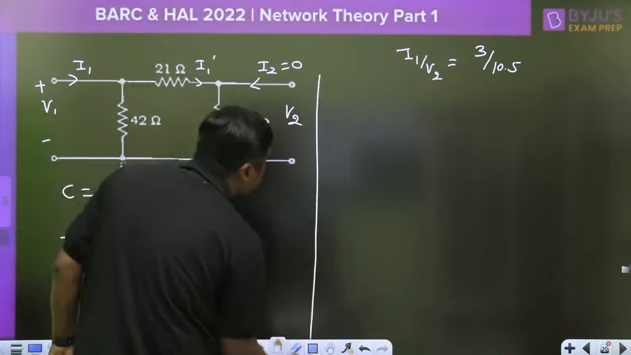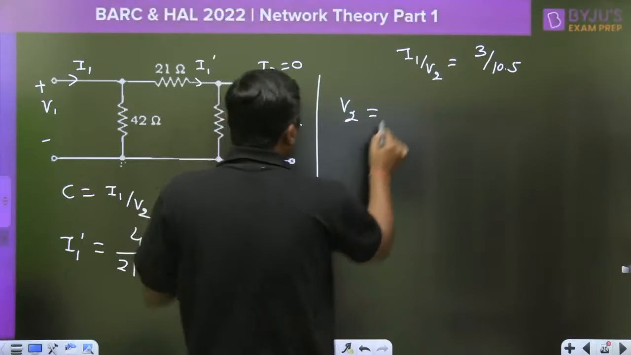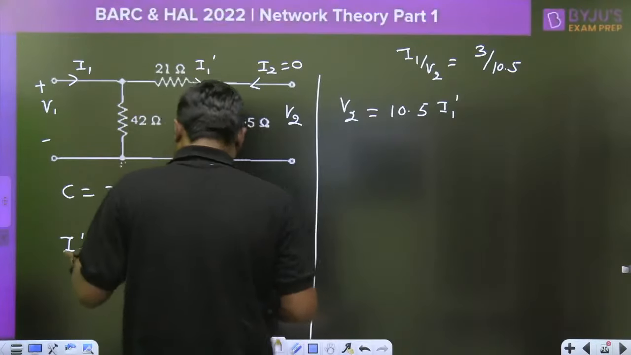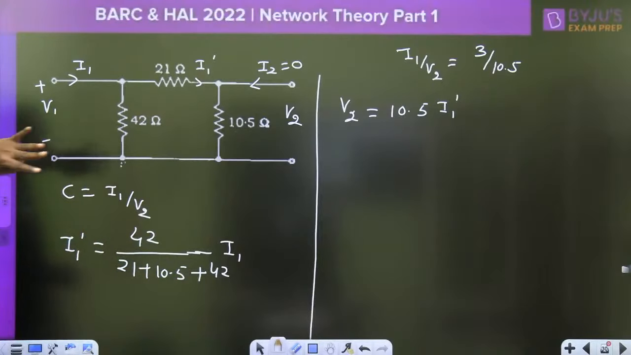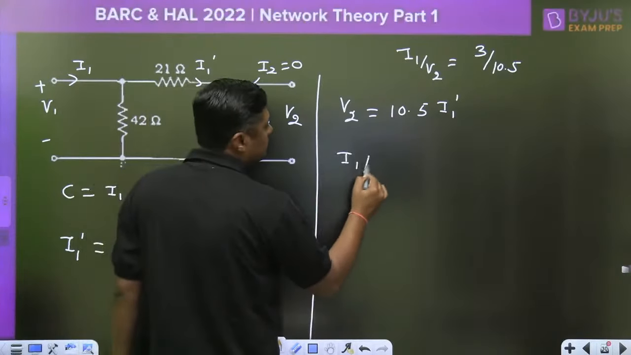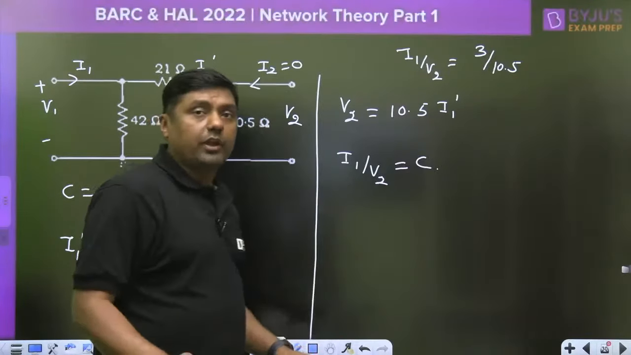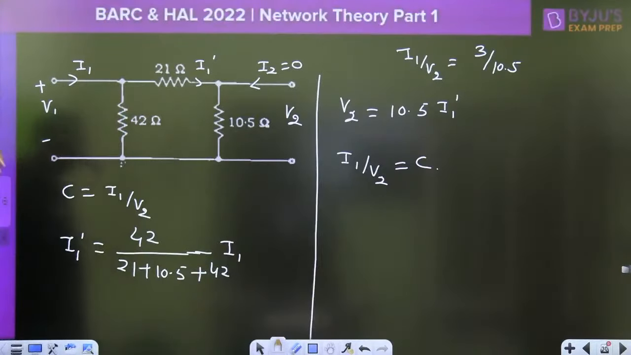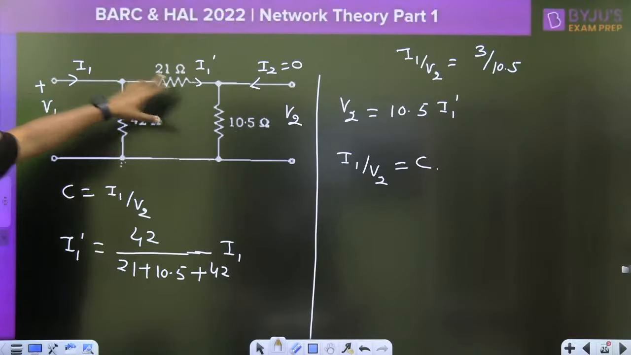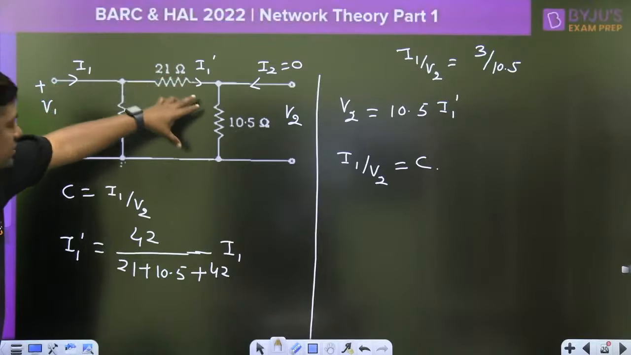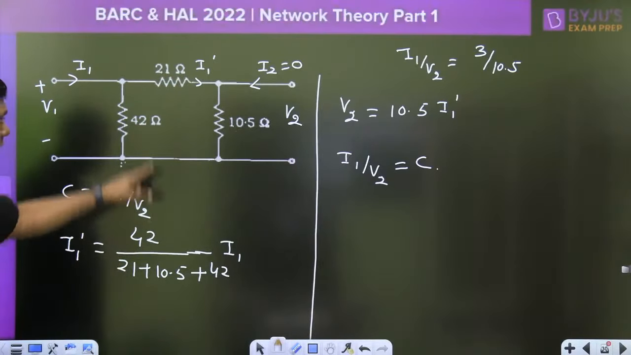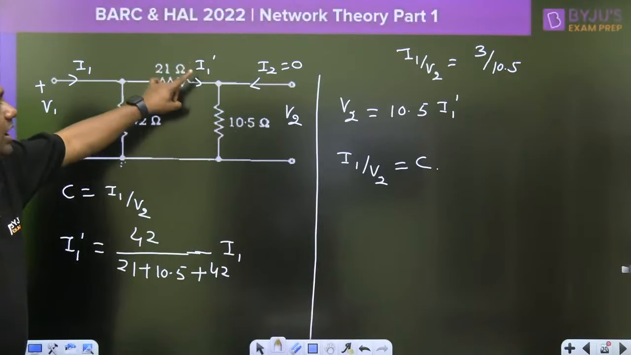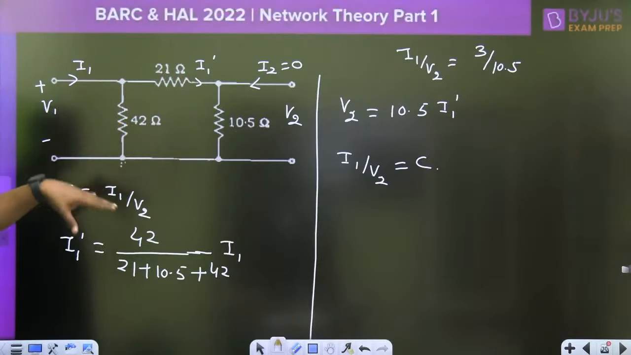What is the V2 here? V2 is nothing but 10.5 into I1 dash. Put the value of I1 dash and you will get the relation between V2 and I1. Easy. That is one way to solve this question. You can use the current division rule, because we want the relation between I1 and V2, and that's why I am using this method. I am simply using the current division rule. So use this formula, 42 divided by 21 plus 10.5 plus 42 into I1, and now 10.5 into I1 dash is the value of V2, and from that you can get the value of C.